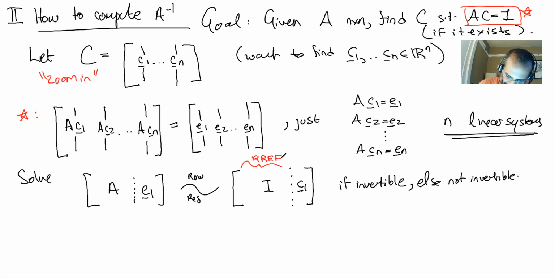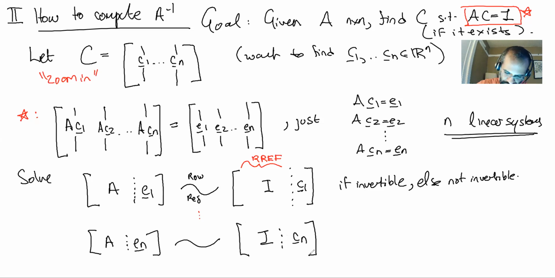Okay, but now I can do this again for the other columns, right? So I can do this for each column. A, E_N, row reduction, identity, C_N. Okay. So I can solve N, I can do N row reductions.